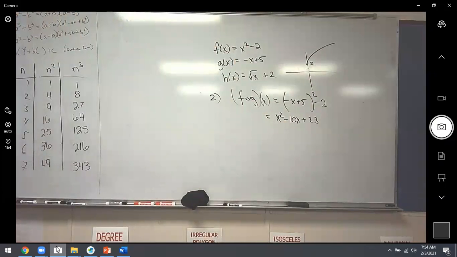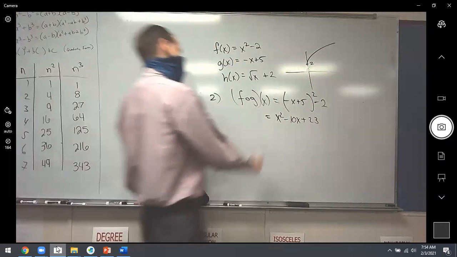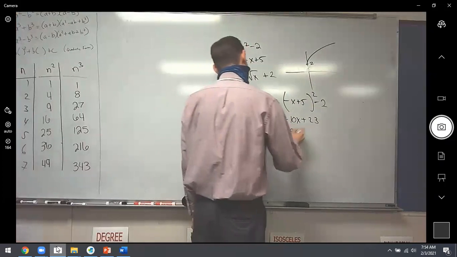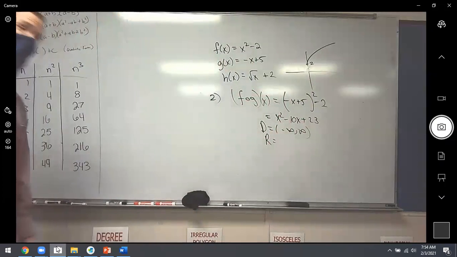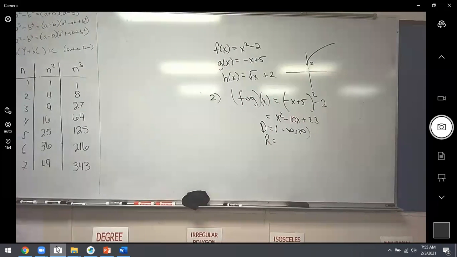Domain, I don't see any roots, do you? I don't see any division. So everything's cool. Everything from negative infinity to infinity. Range is going to be a little harder, though, because that's a quadratic. And you know quadratics always open up. So they have a bottom somewhere. So somewhere from the bottom to the top, we're going to have to go graph it. Let's go find where it is.